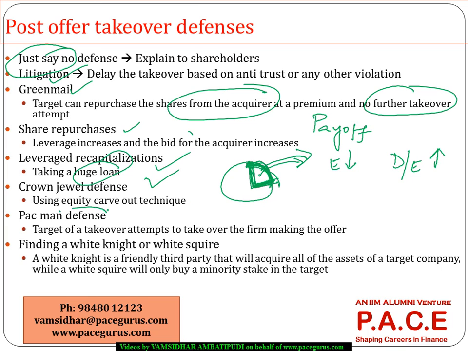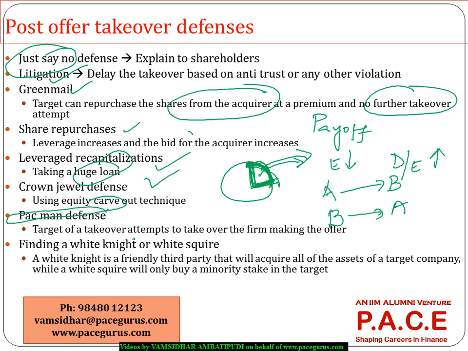Then we are also talking about a Pac-Man defense. This is an interesting thing. If A has given an offer to take over B, the Pac-Man defense is nothing but B will place another offer to take over A. So it's like attacking from behind. So B is placing another offer to acquire A. This can make A back out of the takeover transaction altogether.